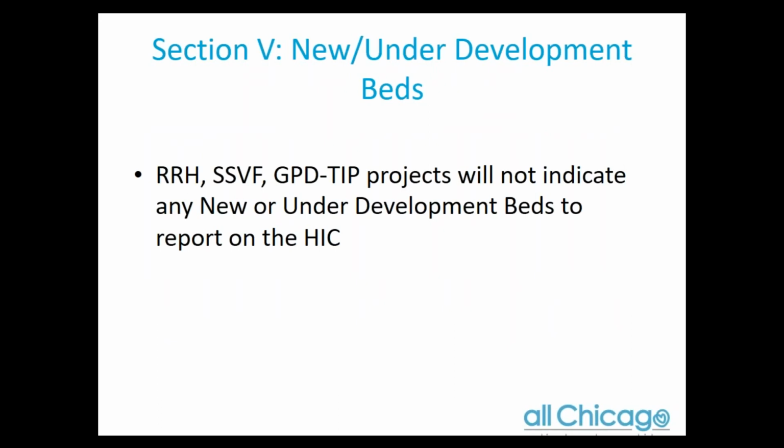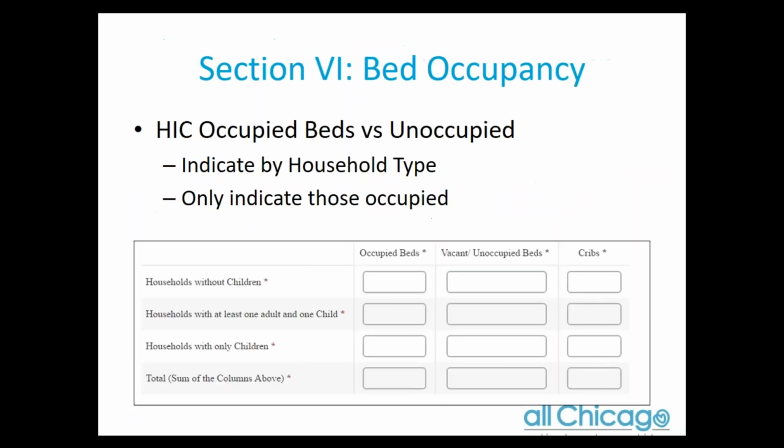For your program, you will not have to indicate any new or under development beds. Even if you did receive additional funding to expand your program, for the purpose of the HIC, you will not be reporting on those. So just make sure when you get to Section 5, you say no. You do not have any new or under development beds coming online.